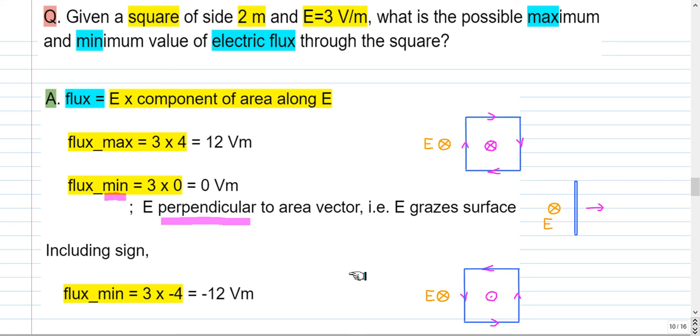So to increase the flux through an area, it's not only necessary to increase the electric field and the size of the area, but also the area has to be oriented properly. Even if the area is large, if it is oriented such that the electric field lines don't cut through the surface but just graze it, then the flux will be 0.